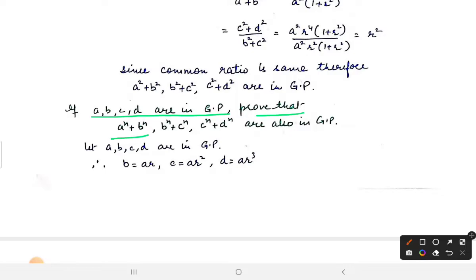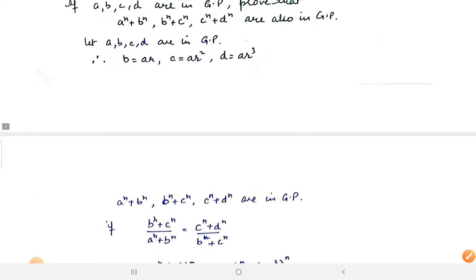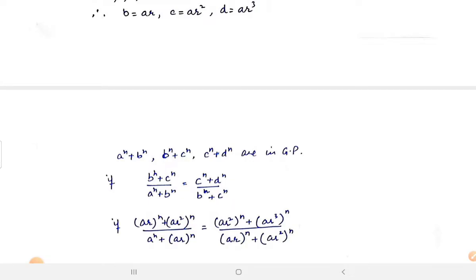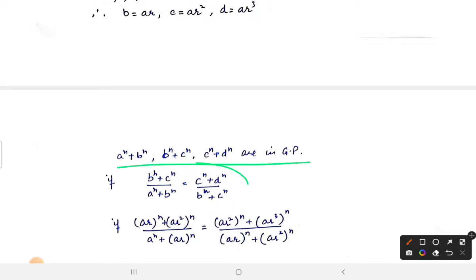Again, next question. If a, b, c, d are in GP, then prove that a to the power n plus b to the power n, b to the power n plus c to the power n, c to the power n plus d to the power n are also in GP. The same question. Let a be the first term, b be ar, c is ar square, the third term, and d is ar cube. Now find the value of a to the power n plus b to the power n. If they are in GP, if the common ratio is the same, you can do it like this also. So what you want to show is that the common ratio is the same in each case.